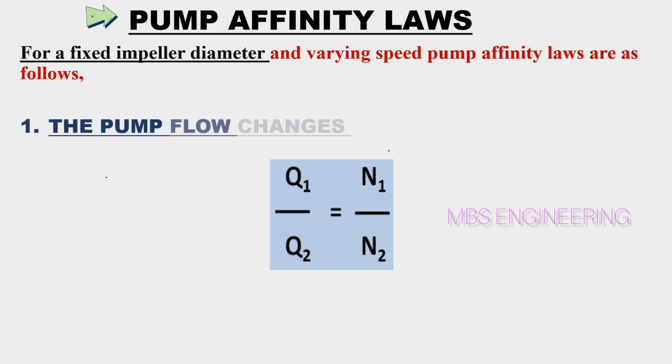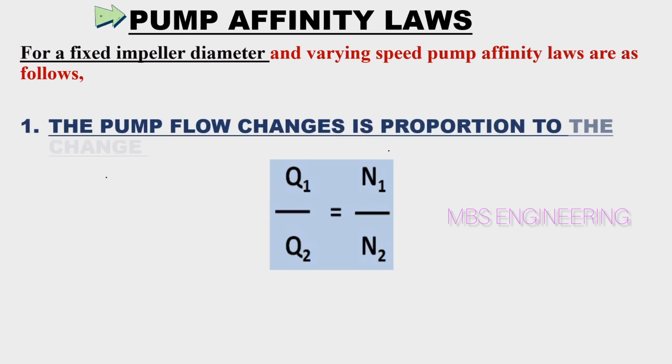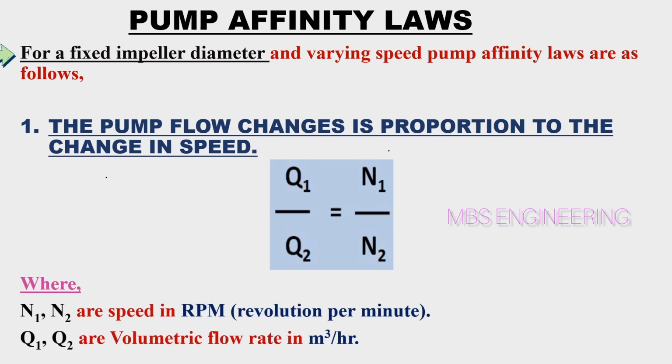Next, we learn about the formula for pump affinity laws. For a fixed impeller diameter and varying speed, pump affinity laws are as follows. The first affinity law: the pump flow changes in proportion to the change in speed. The pump flow, Q1 divided by Q2, is directly proportional to its speed, N1 divided by N2. Where N1 and N2 are speeds in RPM, revolutions per minute. Q1 and Q2 are volumetric flow rates in cubic meters per hour.